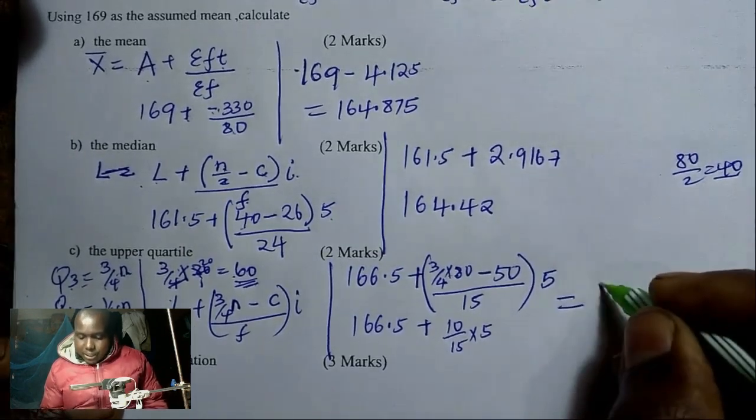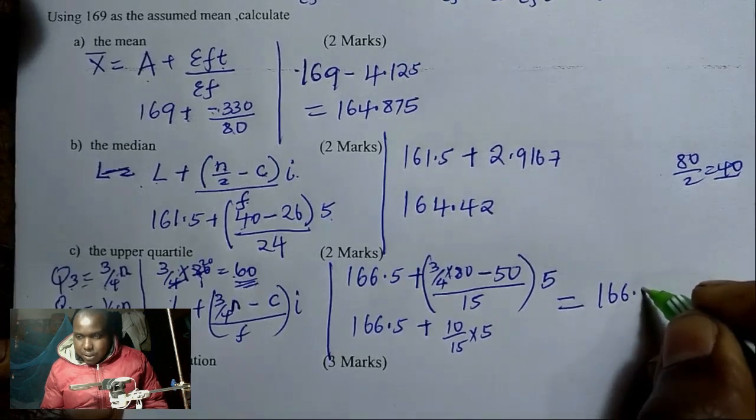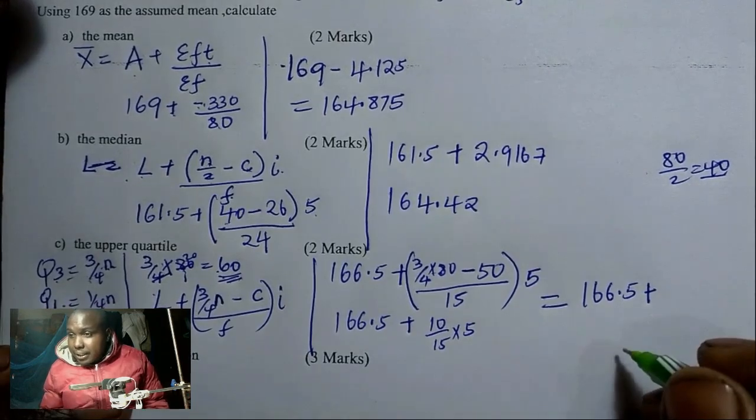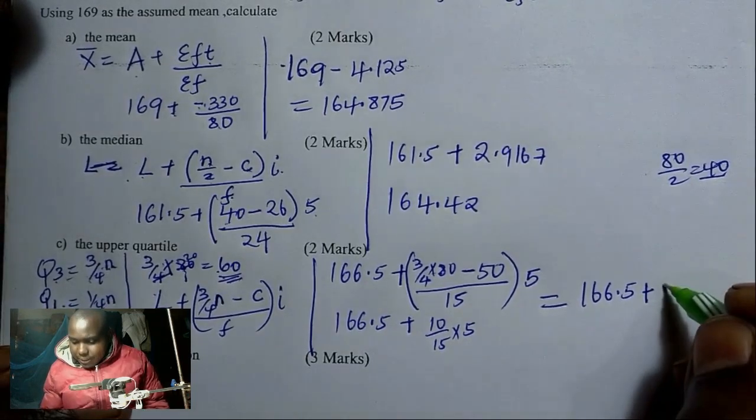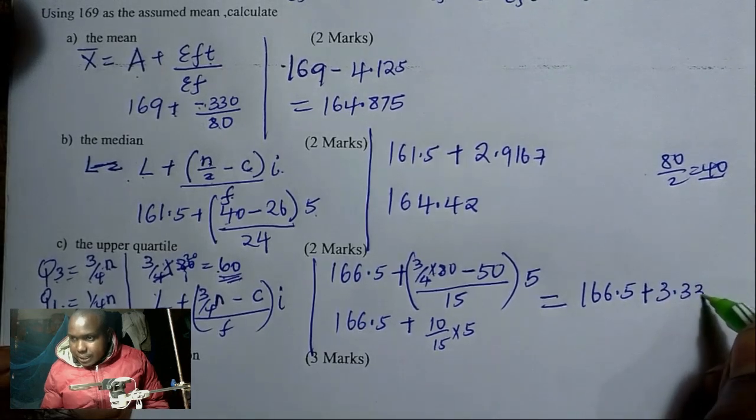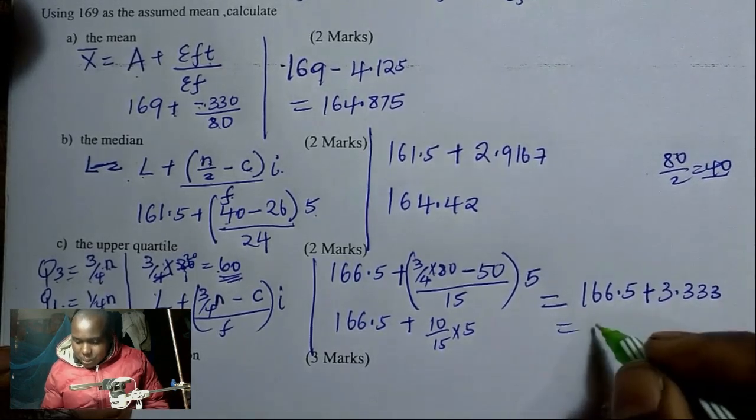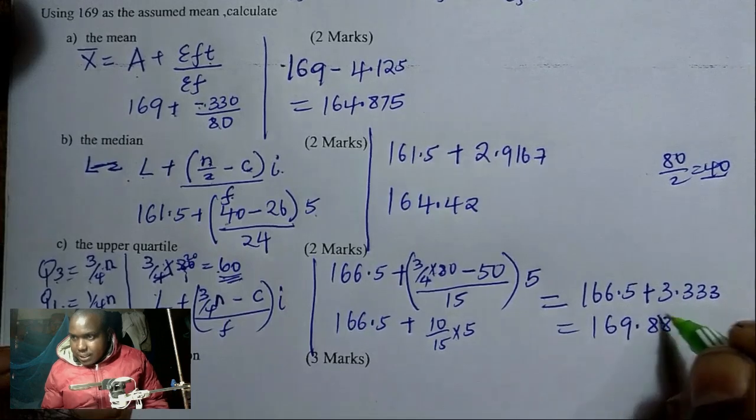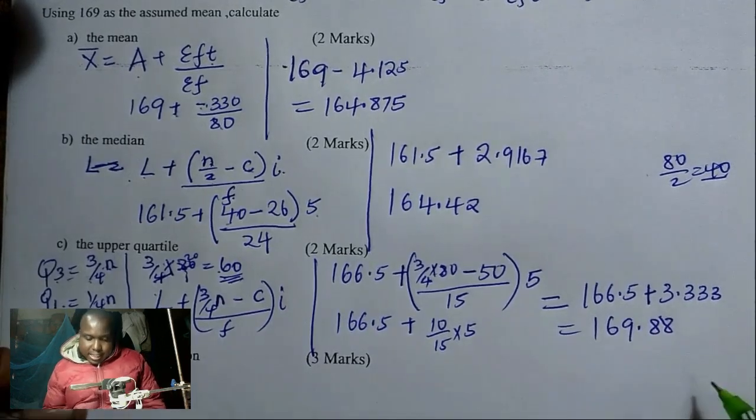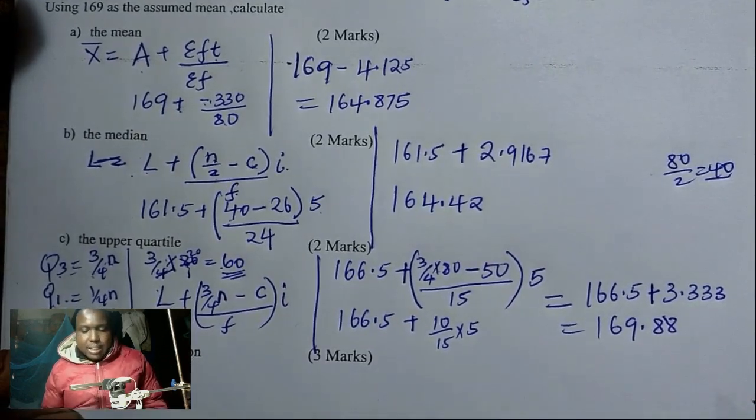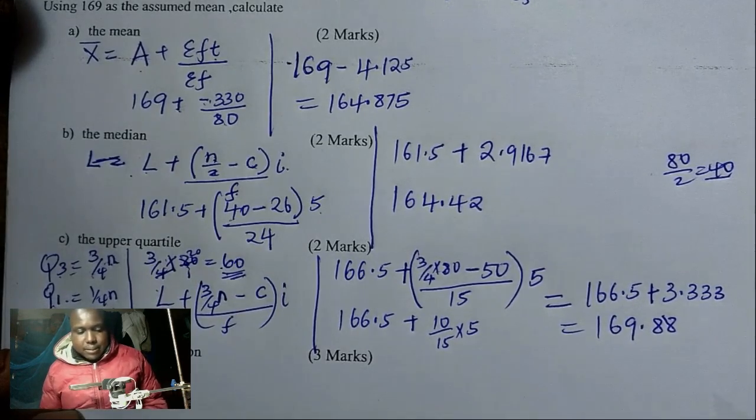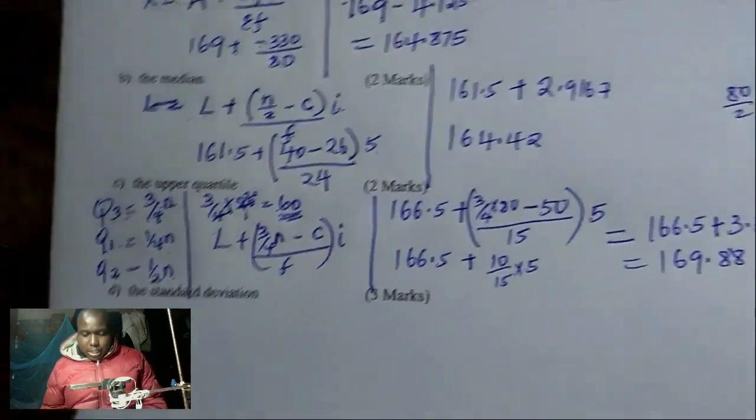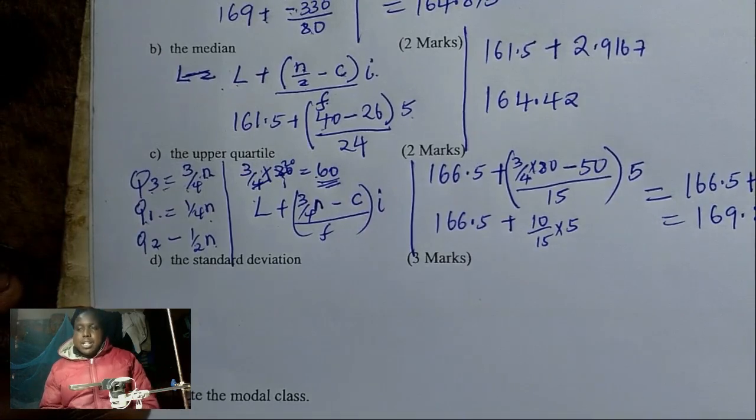And this one will give us 166.5, we add 3.333, and the answer is 169.83. And that is the upper quantile, right? Very good. So the next thing is to calculate the standard deviation.